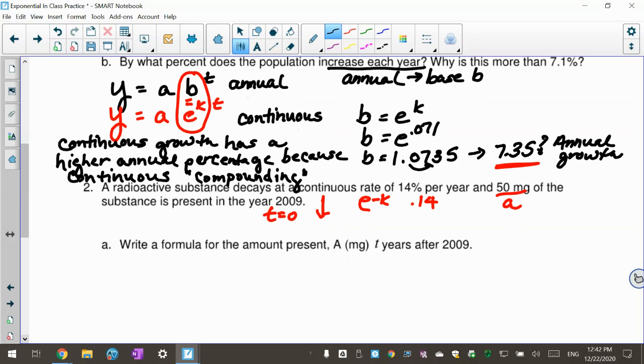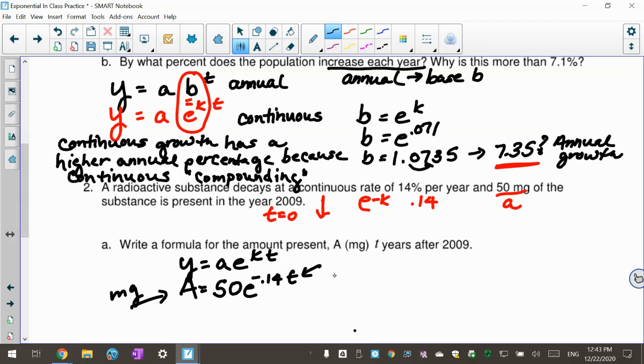So now it says write a formula with A. I know it's y equals A e to the kt. They want us to use A instead. My initial value was 50 milligrams. e is continuous. k is going to be negative 0.14, and then t. So here's my formula. This is my amount in milligrams, and this is my time in years since 2009, because that's when time was 0.